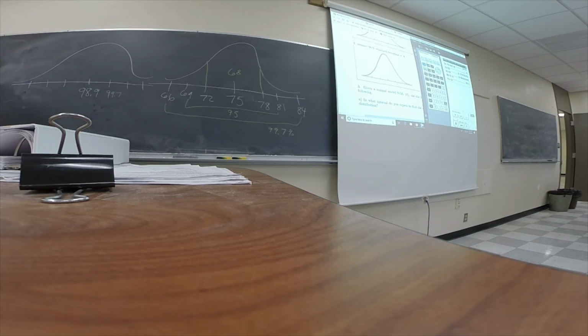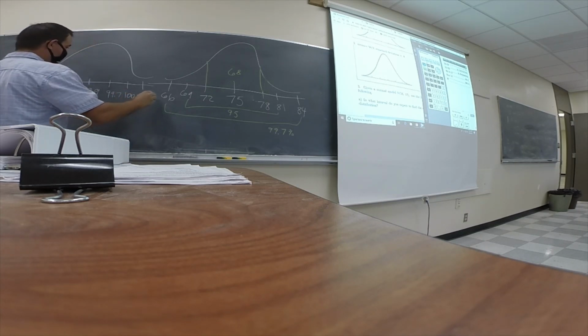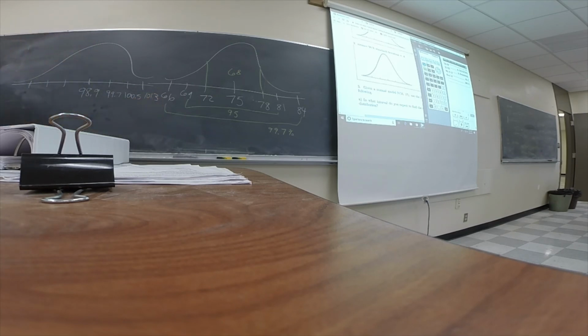Add another one, 100.5. Add another one, 101.3. If I go to the left side, 98.9 minus 0.8 would be 98.1, right? Next one would be 97.3, and the next one would be 96.5. Okay. What percent lies between 98.1 and 99.7? 68, 95, 99.7. Not rocket science.